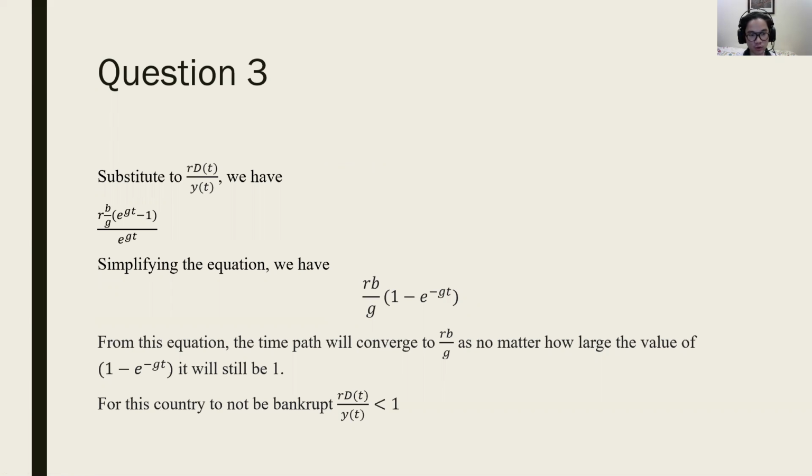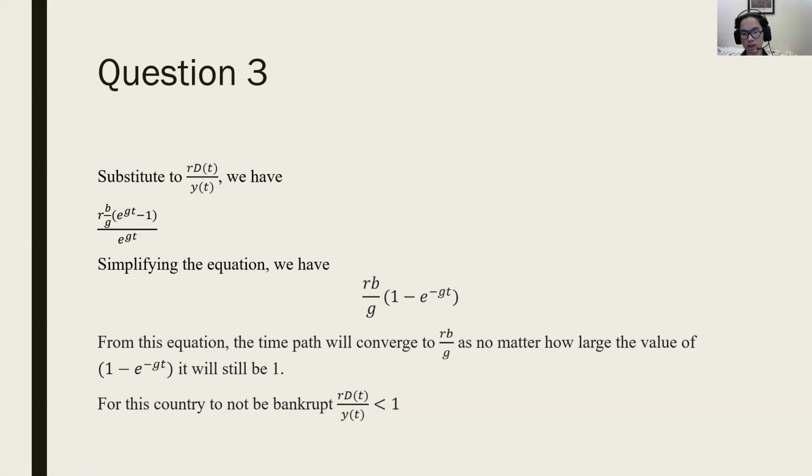Now, since we have both, we're going to substitute back into the original equation, where it states that a nation is going to be bankrupt if rDt over Yt. We substitute that Dt and Yt here. Then, again, to save time, I'm just going to simplify the equation to the last part, which is rb over g times 1 minus e to the power of negative gt. From this equation, I can say that the time path will converge to rb over g.